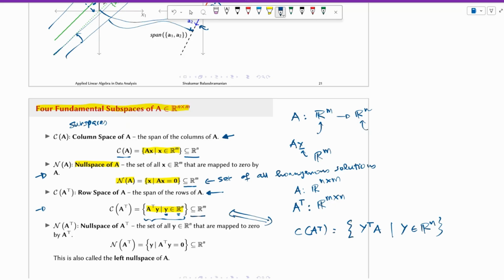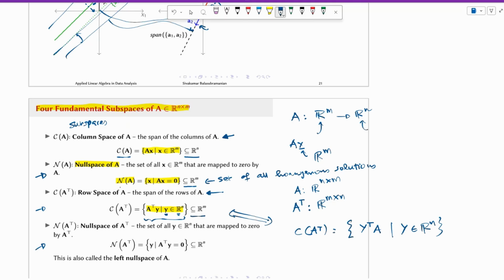The row space is the linear combination of rows of A. The number of rows is the number of columns. The number of columns is the size of the input space. So the row space is in the input space. Okay? And again, by symmetry, what is left?